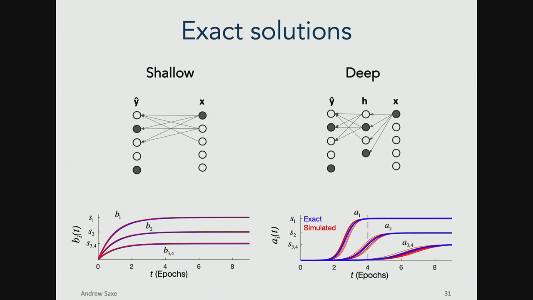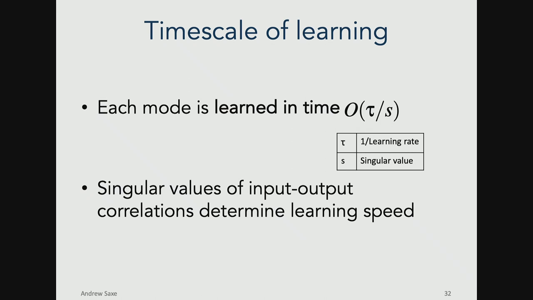And of course, since you have explicit equations for these dynamics, you can ask any question you like. For instance, you could ask, what's the time scale of learning? And this very simple result says that each of these effective singular values is learned in time basically proportional to 1 over the singular value size in this case. And that's just the simple statement that if you have strong statistical structure, you learn it faster than if you don't.